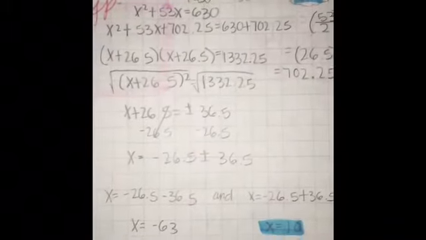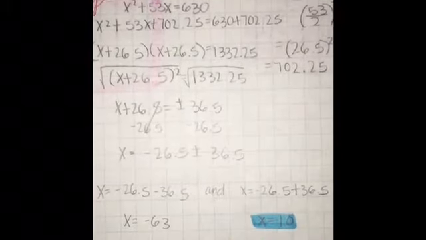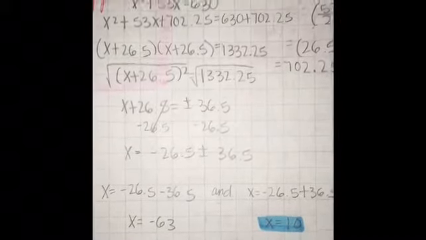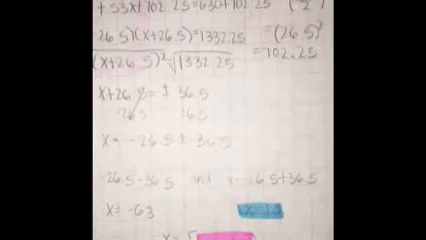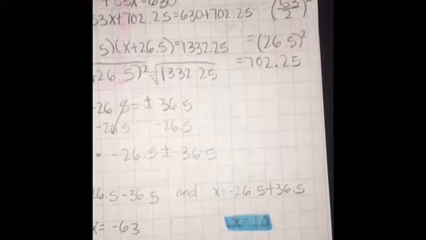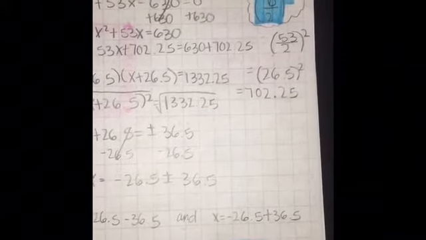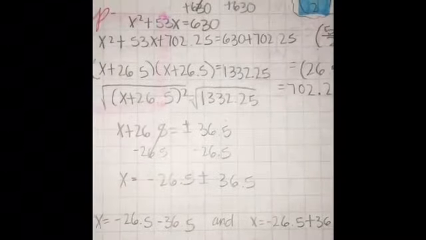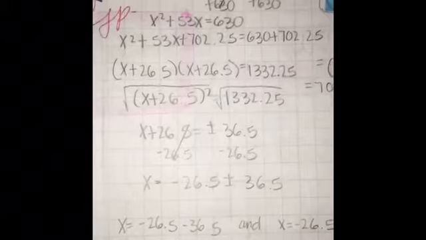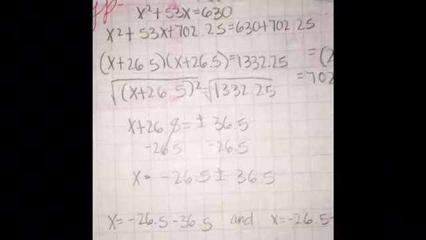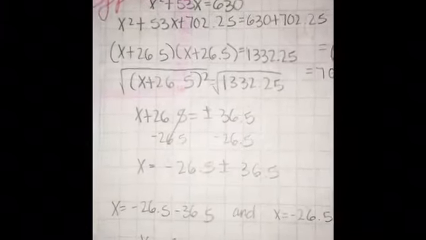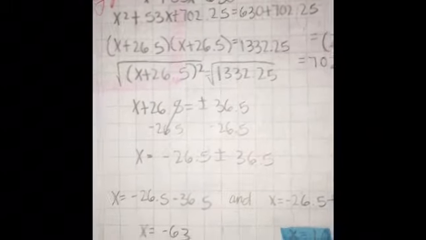Okay, so for completing the square, the expression is x squared plus 53x minus 630 equals 0. We're going to add 630 to each side, which leaves you with x squared plus 53x equals 630. Then you want to divide b by 2 and then square it. B divided by 2, which is 53, equals 26.5. Squared that is 702.25. Plug that back into the equation. You get x plus 26.5 times x plus 26.5 equals 1,332.25. But then you can change the x plus 26.5 to squared.